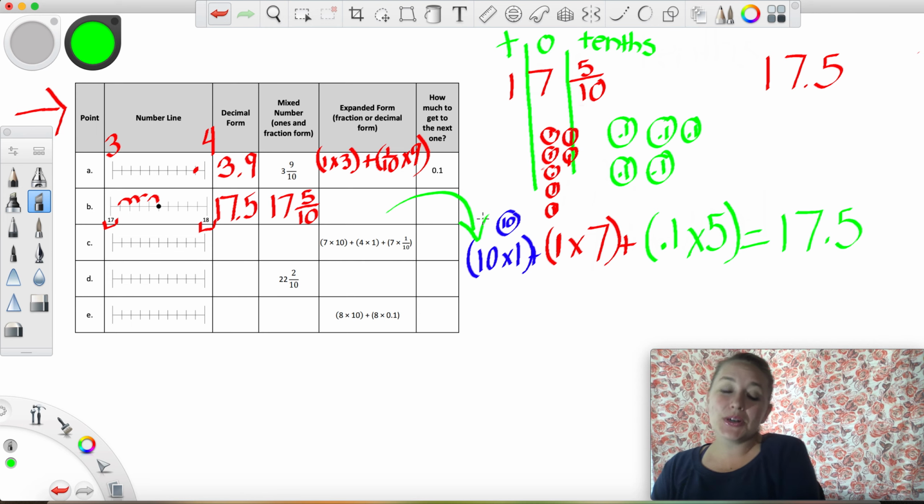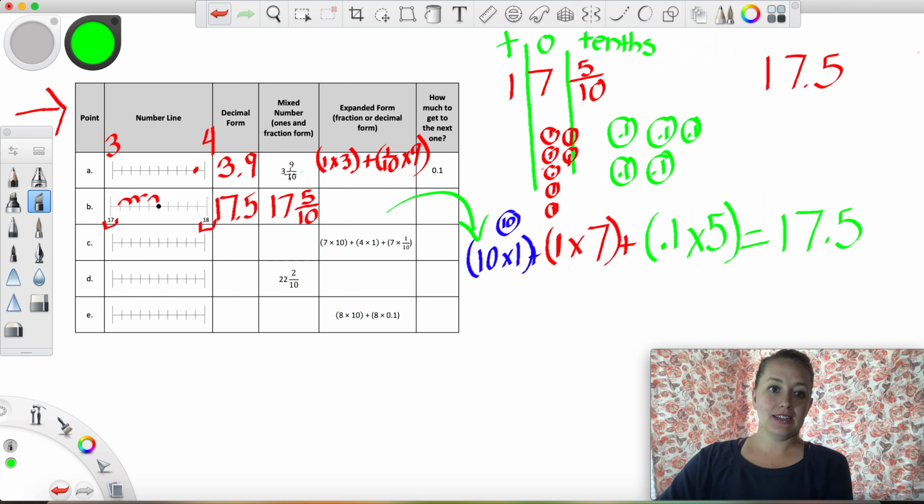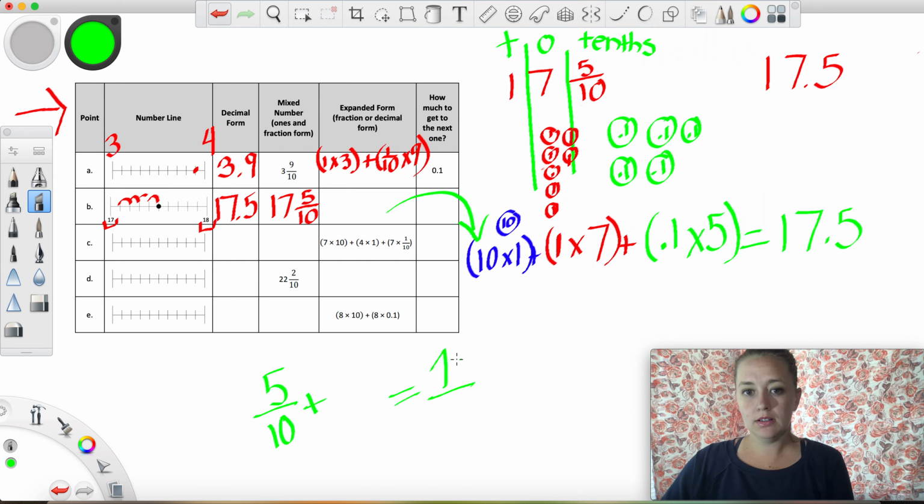Okay. And then the last question is, how much more do I need to get to my next one? Well, I can look at it a bunch of different ways. I can look at the number line and count how many more until I get to 18. I can say, okay, well, what plus 5/10 equals 1? I can think about my fractions. So I have 5/10 plus what would get me 1, or 10/10. Well, that one's pretty easy. 5/10. I want to put this in decimal form, so 0.5.